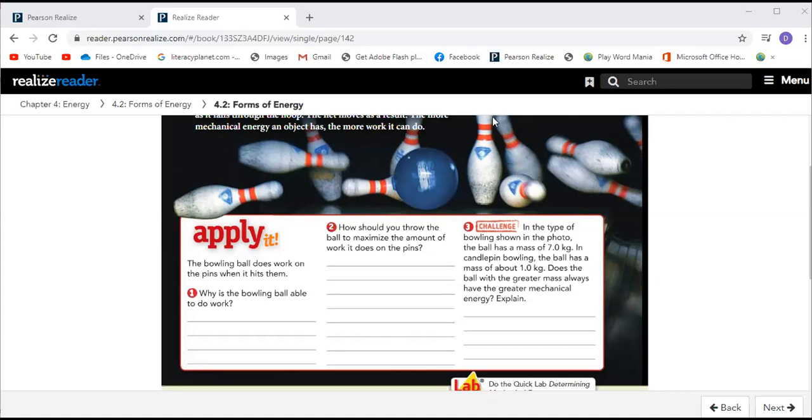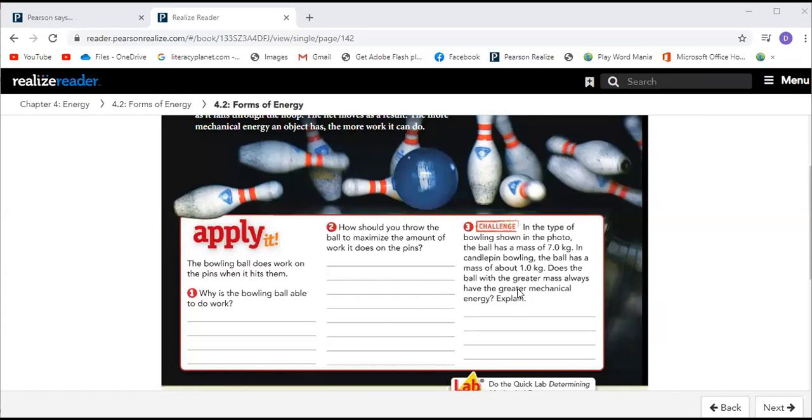Okay, this is a challenging question. In the type of bowling shown in the photo, the ball has a mass of 7 kg. In candlepin bowling, the ball has a mass of about 1 kg. Does the ball with the greater mass always have greater mechanical energy than the ball of the smaller mass? I want Supergirl to answer this question. Who is ready?